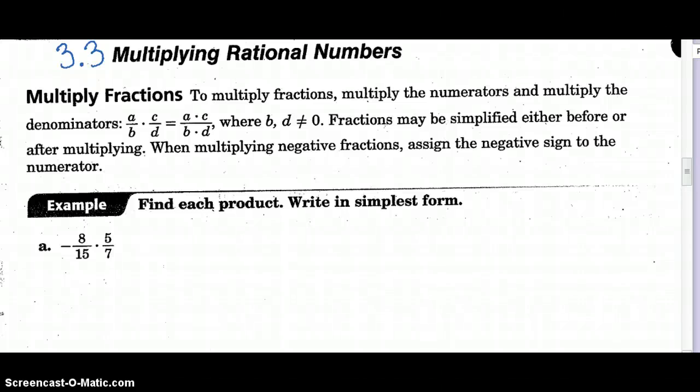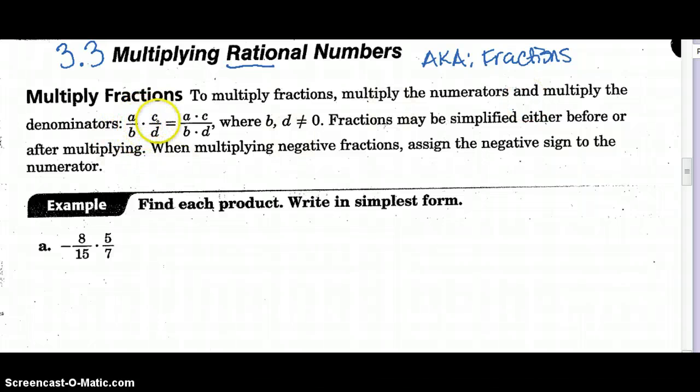All right, pre-algebra students, this is Chapter 3, Section 3, Multiplying Rational Numbers. Remember, to be rational means that you're a ratio, aka a fraction. So we're going to be multiplying fractions in this section. To multiply fractions, you simply multiply the numerators and you multiply the denominators.